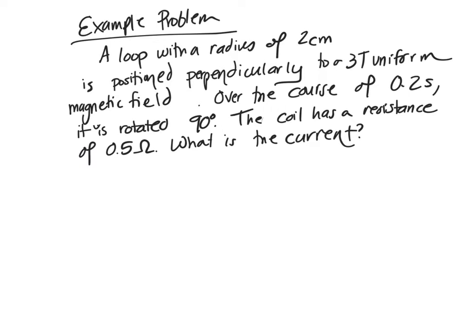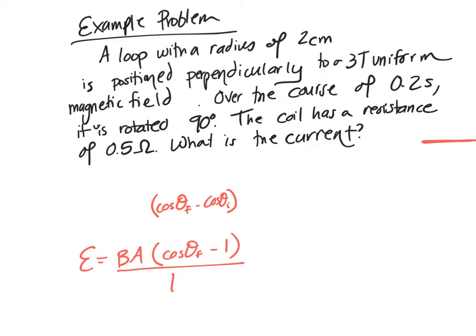We have time. We're going to say, all right, B isn't changing, A isn't changing. What is changing is the cosine of the angle. Originally, it was 1. So we're going to say cosine of theta final minus cosine of theta initial. So we have BA, and we haven't gotten to the cosine of theta final yet, but we do know the initial was 1, over time.